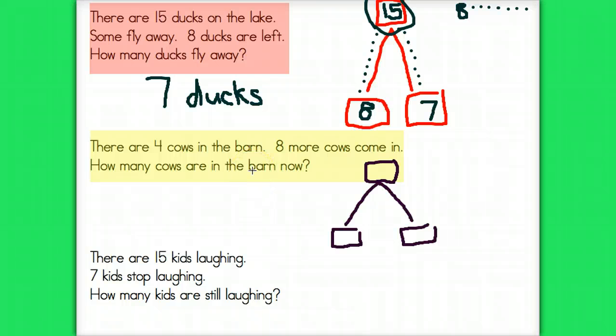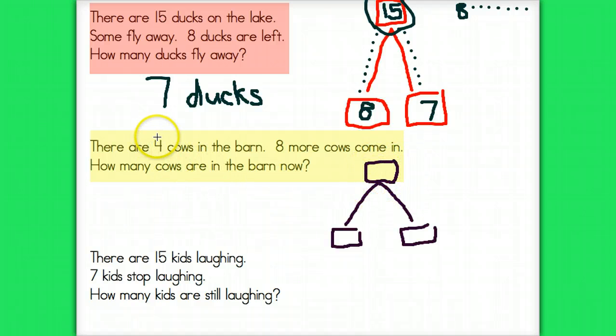Now I don't want to get confused on this one because I do see 8 is my biggest number and I have 4. But is 8 my total? No, it's not because I have 4 cows in the barn and then 8 more are coming. So do I know my total? No, I don't know my total yet. So this is what I'm trying to figure out.